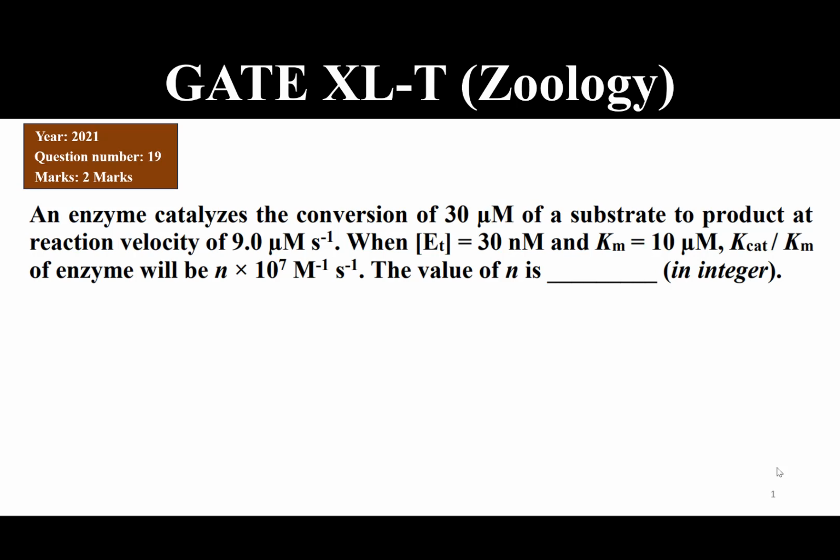An enzyme catalyzes the conversion of 30 micromole of a substrate to product at a reaction velocity of 9 micromole per second. When ET is equal to 30 nanomole and Km is equal to 10 micromole, Kcat by Km of the enzyme will be N into 10 to the power 7 per mole per second. The value of N here is what?